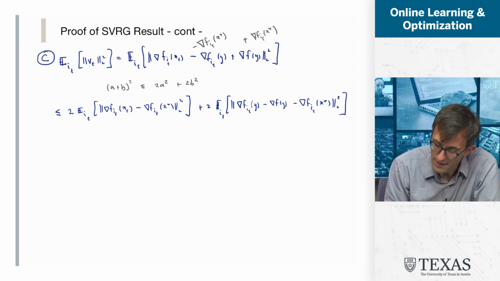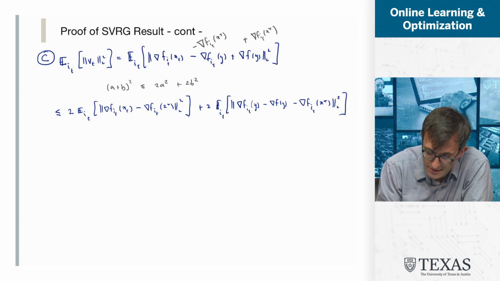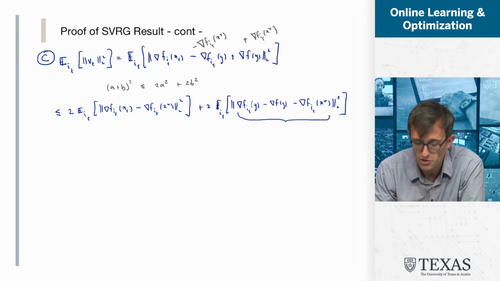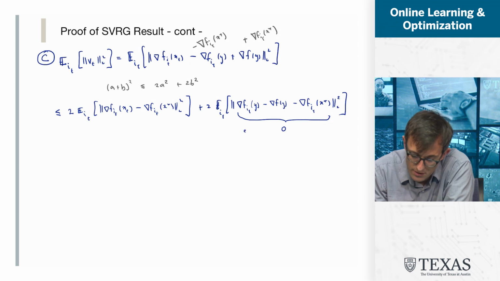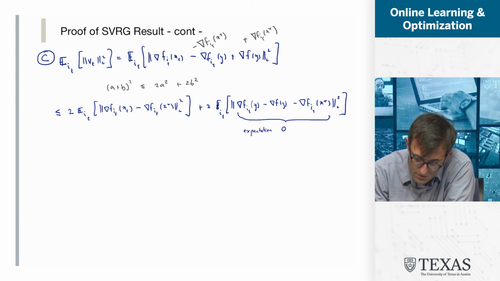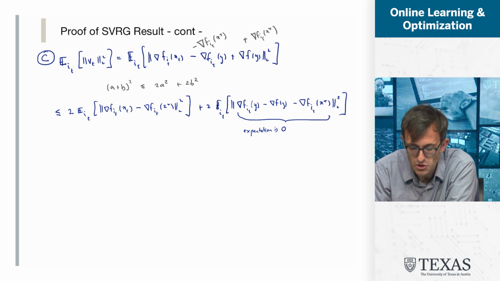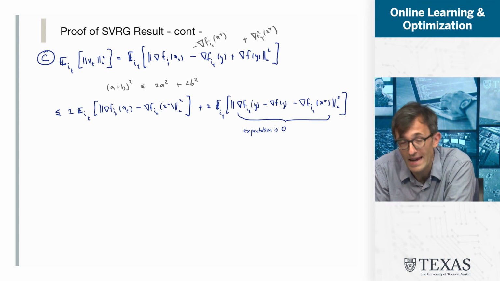Now, note here that this term here, what is its expected value? What's the expected value of the inside? I can't pass the expectation into the interior, but we'll see why we're asking this question. So what's the expected value of this? Well, the expectation of the inside is actually 0. So why is that? Because the expectation of the first term is the full gradient at y. Then I'm just subtracting the full gradient at y. And then I've got the expectation of the gradient of f_i at x star, which is just the full gradient of f evaluated at x star, which is 0.